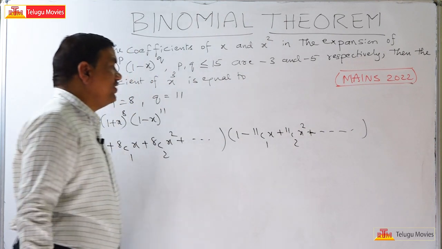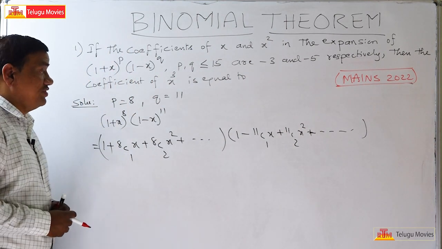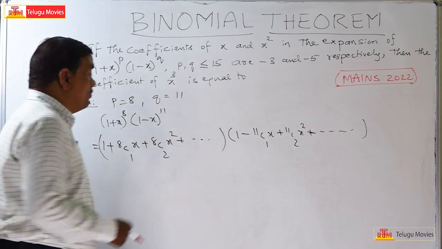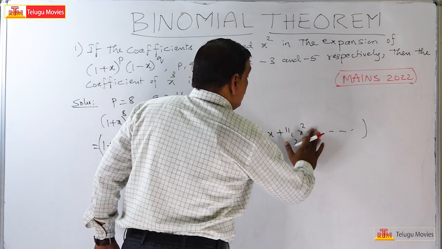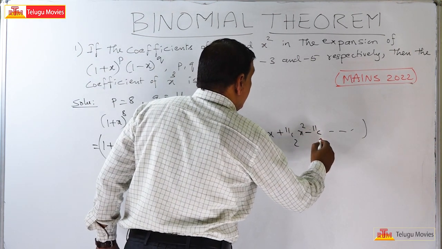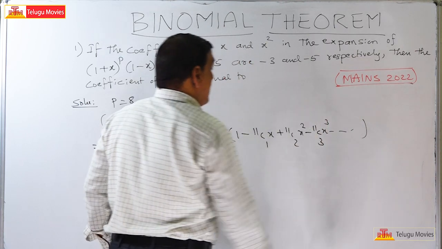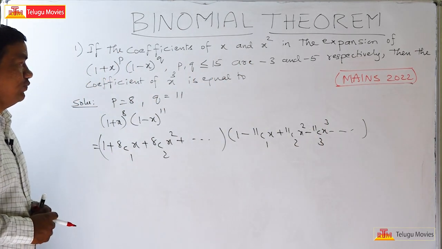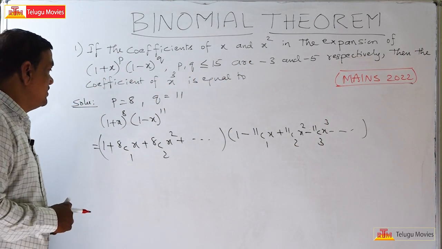Okay, last term no need, why? Because we want only the x cube coefficient. So one more thing you have to write down. This is equal to minus 11c3 x cube. Okay, now, right. So let us see this here.